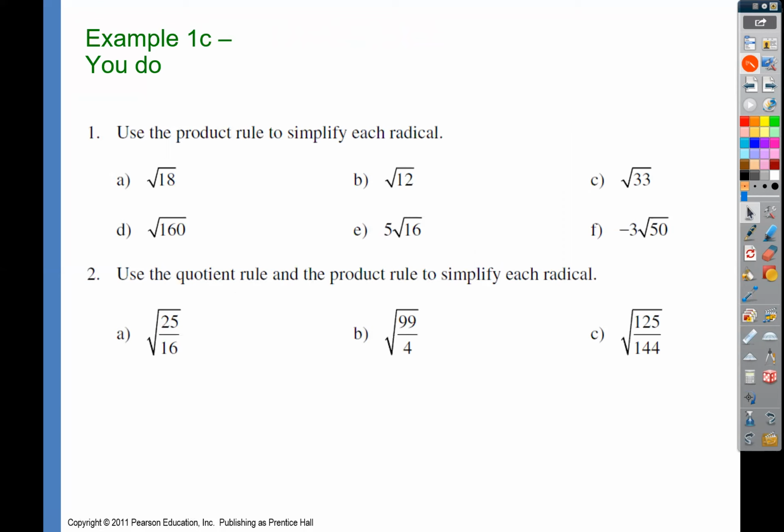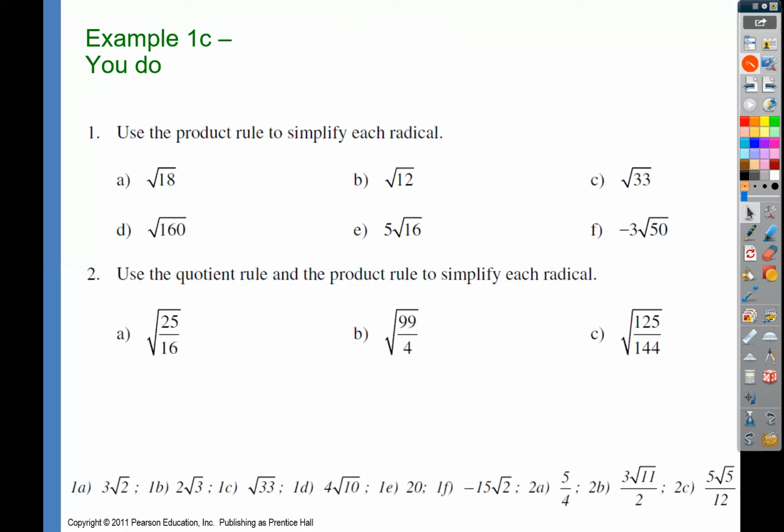So you go ahead and try these. And then your answers are at the bottom. Let me know if you're struggling with any of those.